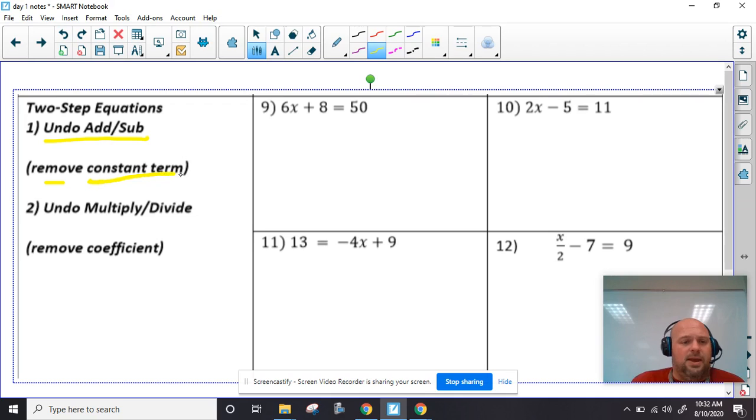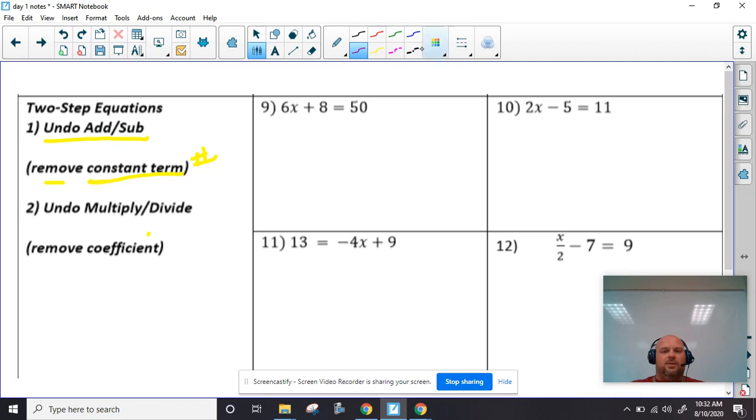Awesome. Okay. Constant term. This is our constant, it's just our regular number. That's the number without the variable right there. All right. Now the coefficient. The coefficient is going to be the number beside the variable.